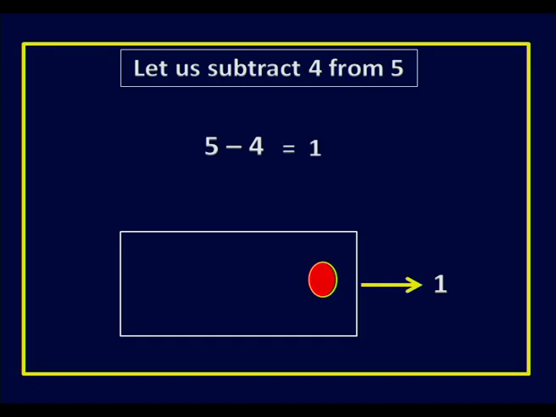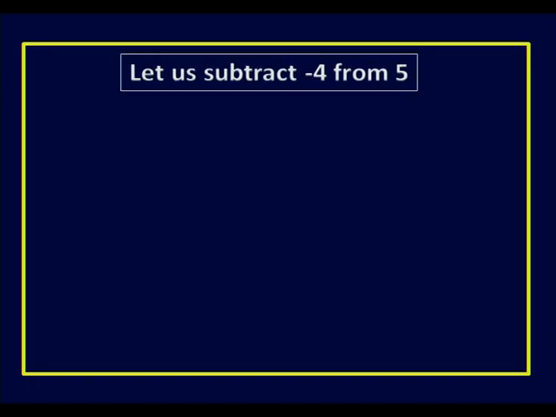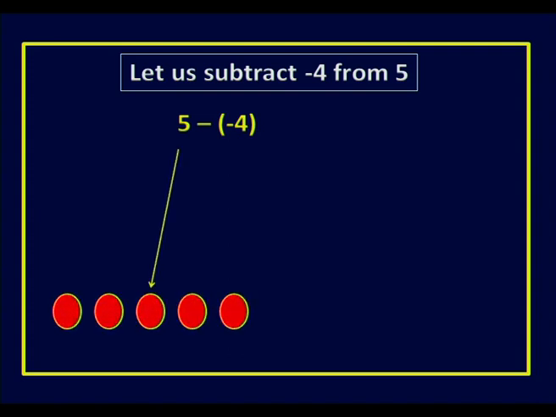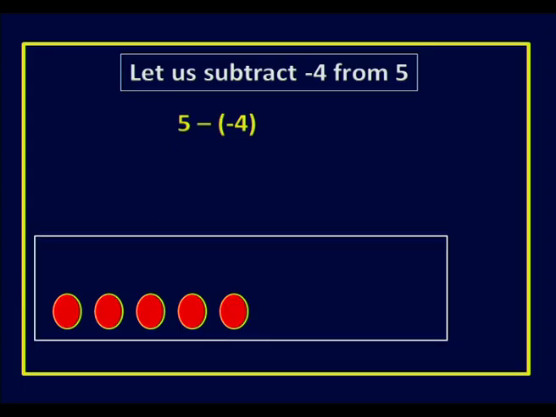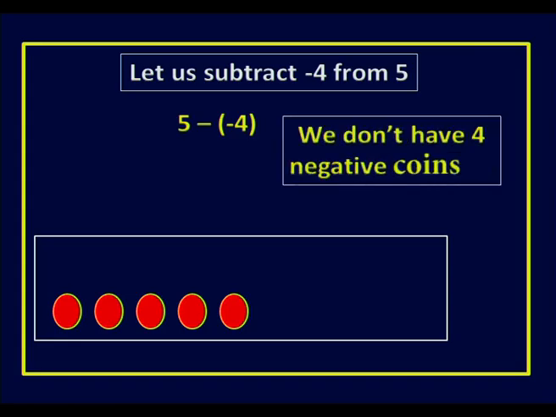So, children, let us move on to our next one, that is subtracting a negative number from a positive number. We are going to subtract minus 4 from 5. That is 5 minus of minus 4. 5 is again a positive, so we take 5 red coins. Then we have minus 4. So, we are going to take 4 zero pairs, children. Why? Because we do not have negative coins.